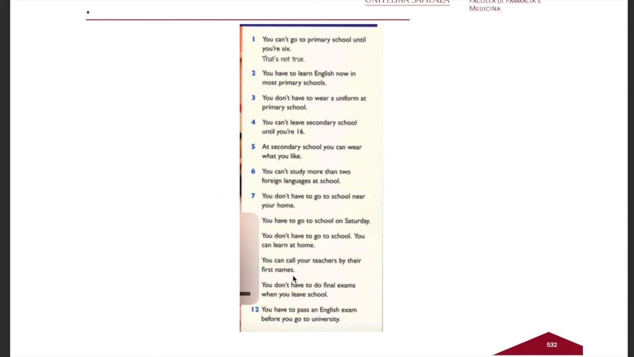For example, here, you can call teachers by their first names.